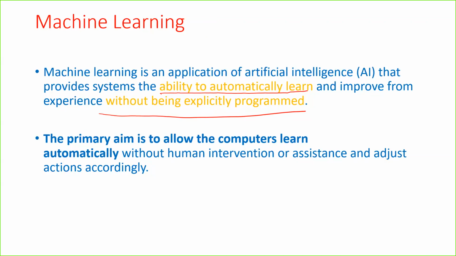You need not explicitly define a rule saying that if it is round in structure, then it is zero. Or you need not explicitly define a rule saying that if it is a straight line, then it is one, right? So these kinds of explicit rules you need not define. They have the ability to automatically learn without human intervention or assistance and adjust the actions accordingly, right?